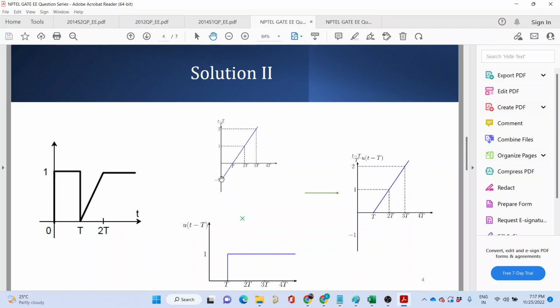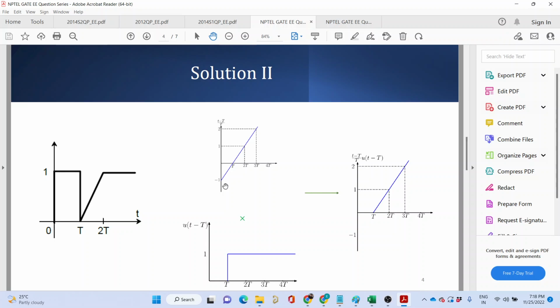Yes. So what is the equation for the line which intersects the y-axis at -1 and has a slope 1 by T? 1 by T is the slope of the line. So you are given two pieces of information. The slope of the line is 1 by T and it intersects the y-axis at -1. So what would be the equation of the line? So it would be 1 minus t by T.